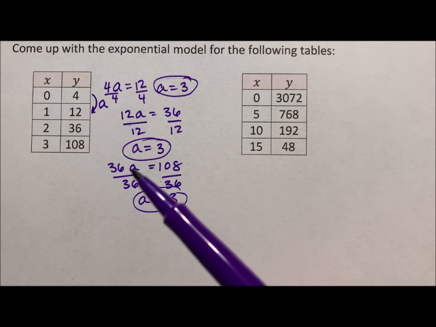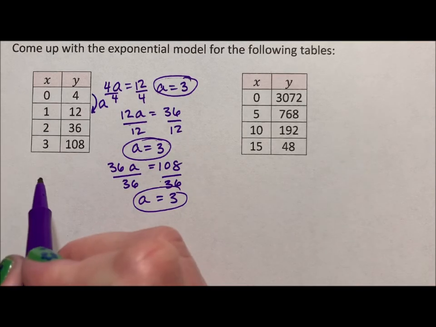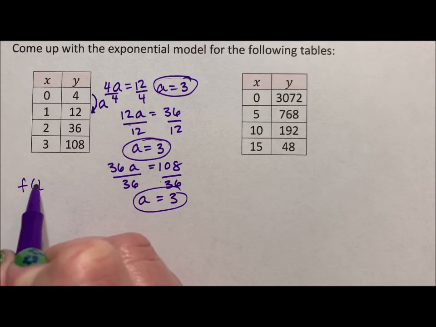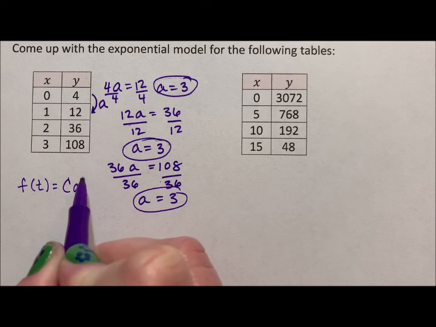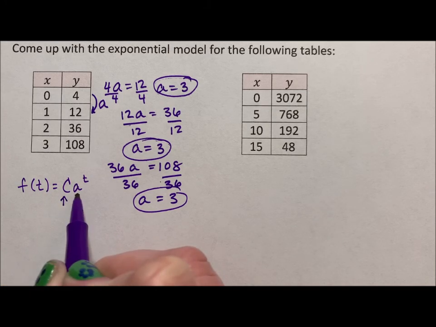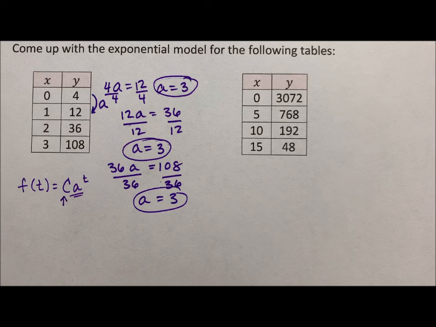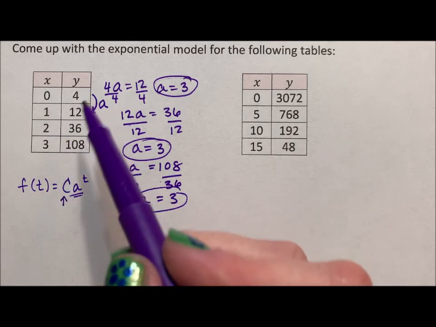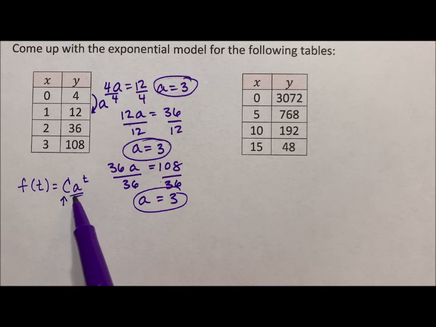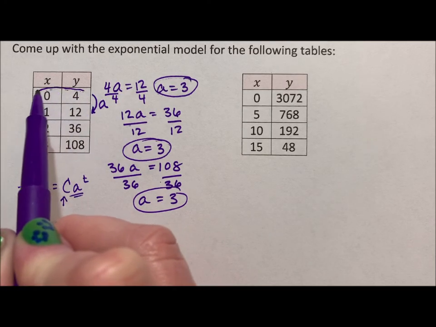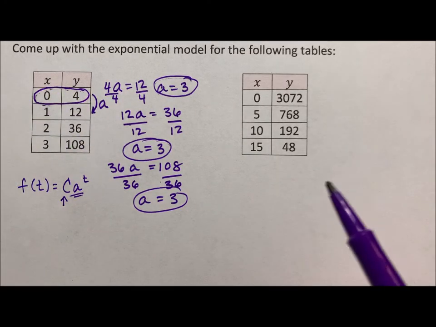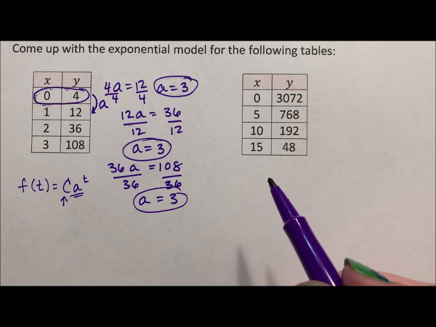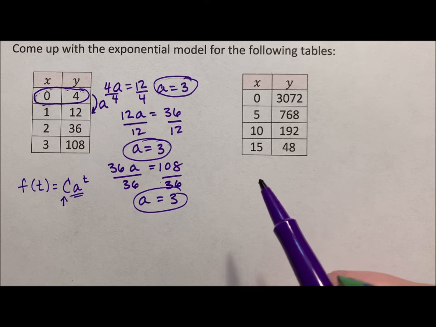Okay. Now we need to figure out our model, which is of the form f of t equals c a to the t. We have an initial value, and we have the factor we just figured out. An exponential means that the variable is in the exponent position. Well, we just figured out a, our multiplier. Now we need to figure out our initial, but our initial is whatever our output is when our input is 0. But thankfully we have an input of 0 right there.